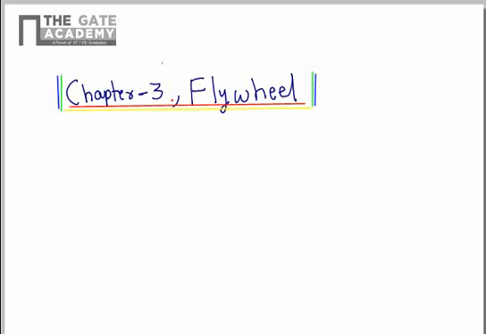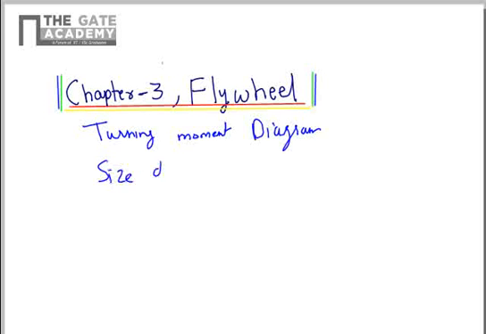So now we start chapter 3 in the series of theory of machine, chapter 3 being the flywheel. The topics that we will be covering in the flywheel will be: first we will cover the turning moment diagram, and second we will cover the sizing of the flywheel. So these are two subsections.